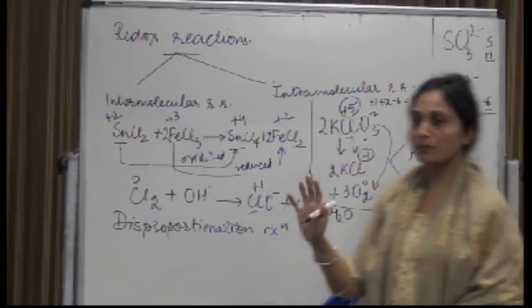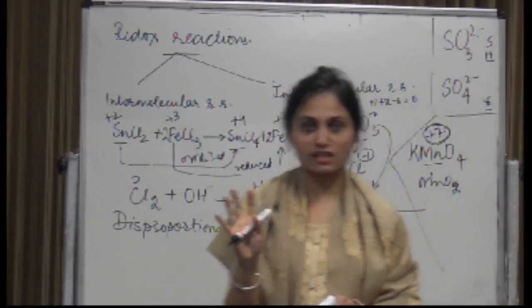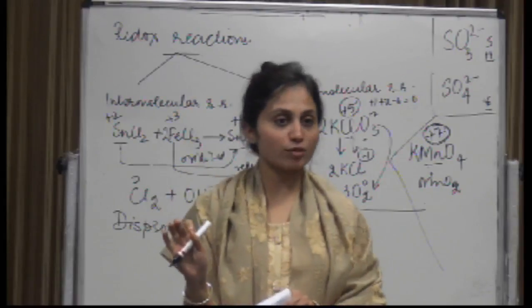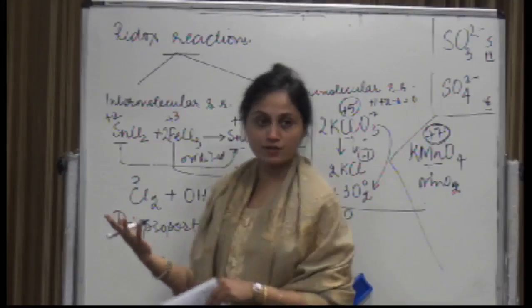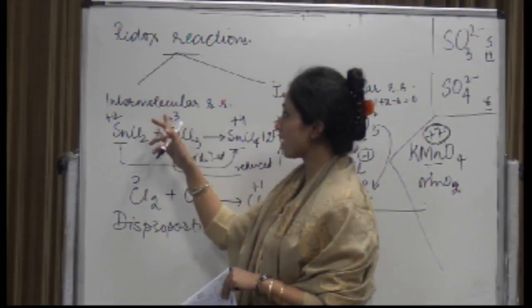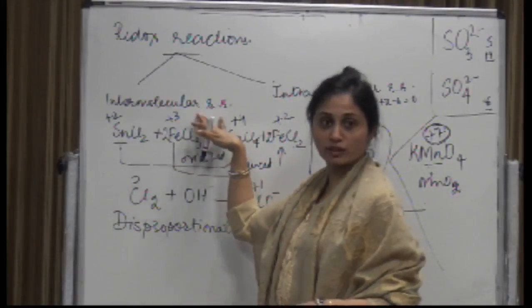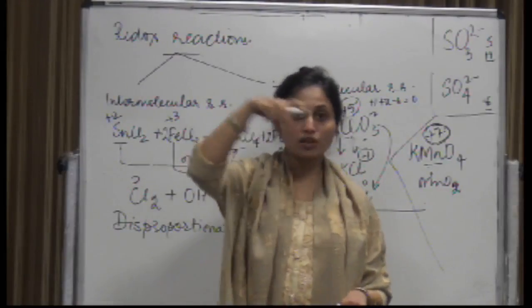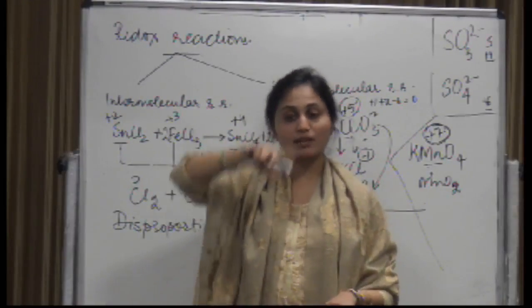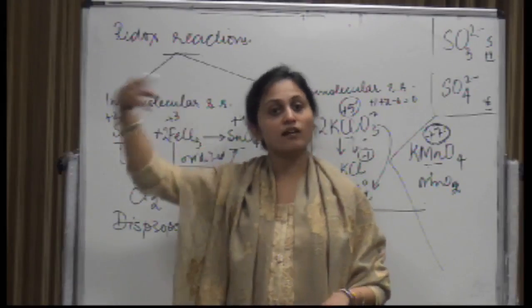Now we are talking about different types of redox reactions. You all now know how to find out the oxidation number. Now when you talk about different types of redox reactions, you have intermolecular redox reactions. What happens in them?